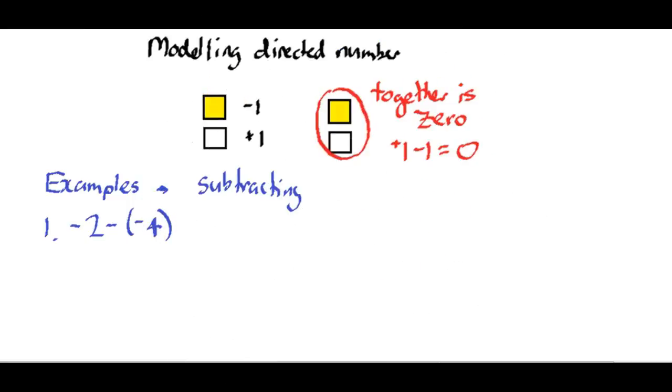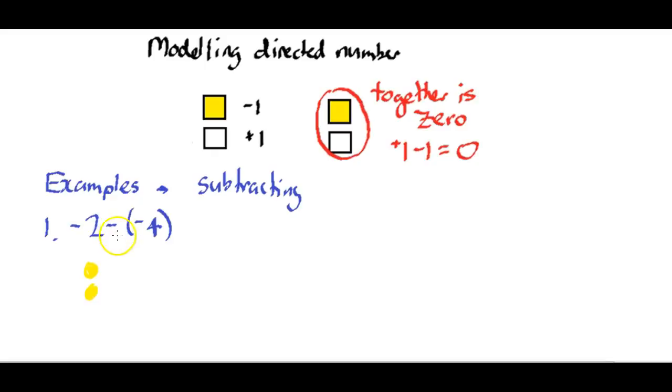Okay, so we're going to do some examples now for subtracting. Here we start at -2. We're taking away from our calculation area -4. So I'm going to use my colouring in method like before. So I'm going to put in my calculation area 2 negative counters.